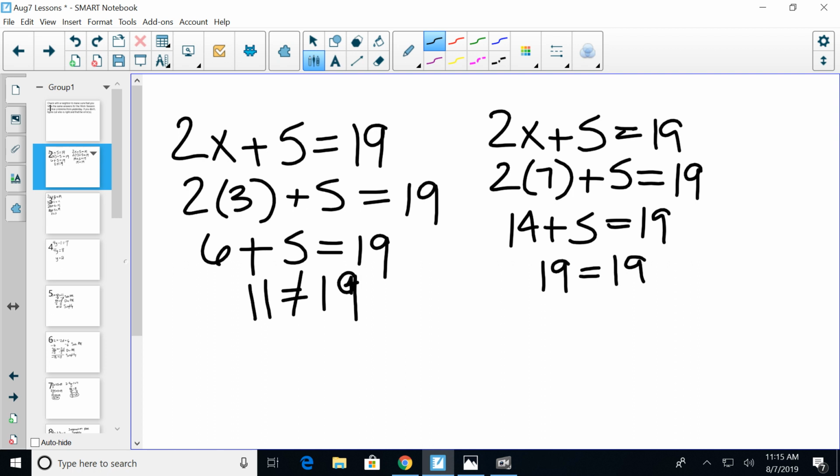Don't forget your equality statement. What's your solution statement? No, just your equality statement. What's your solution? What's the answer?